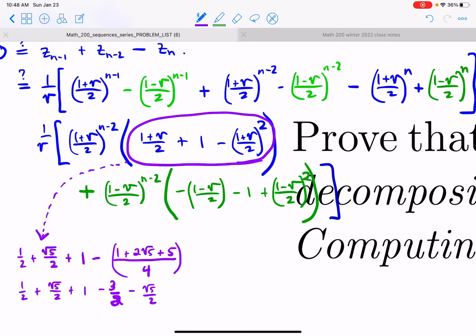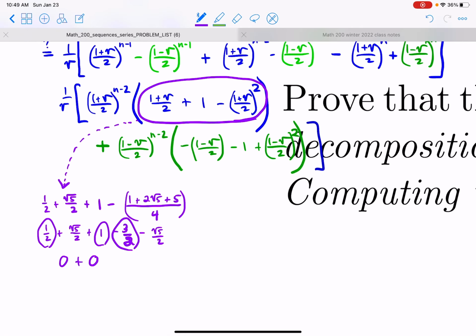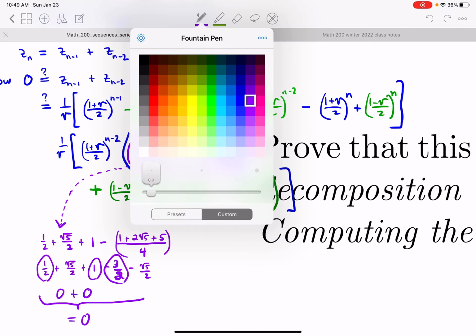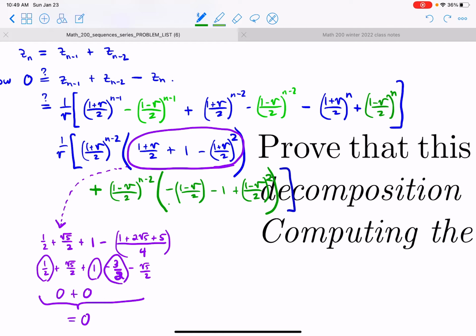Okay. Now look at this. I have a 1/2, 1, and minus 3/2. That is 0. And then I have a plus root 5 over 2, minus root 5 over 2, and that is 0. And so this entire thing in the purple is 0. That means that this entire term is 0. Okay? Wow. Let's check what this thing is.